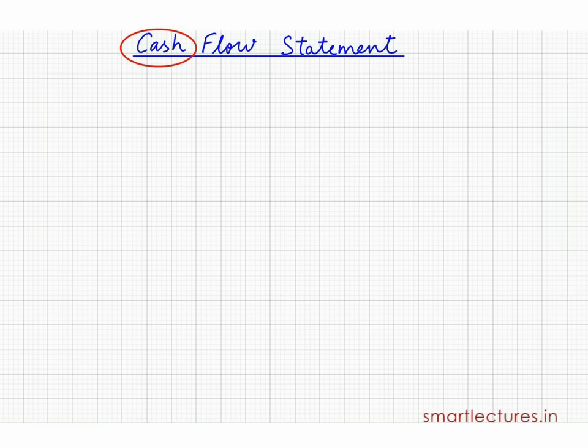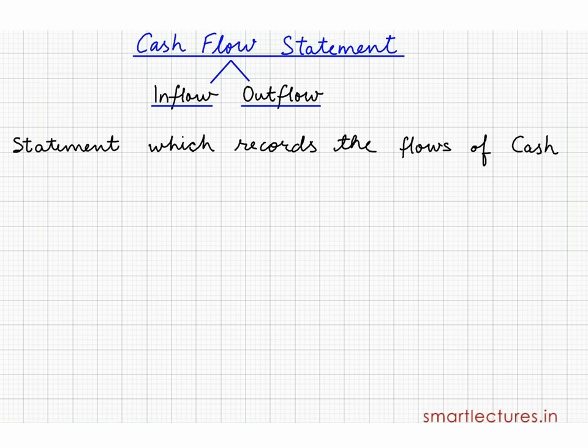Now we'll start cash flow statement. Before I start this chapter, you must know the meaning of cash flow statement. There are three words: cash, flow, statement. You know the meaning of cash? And flow means it can be inflow, it can be outflow. So cash flow statement means this is the statement which records the flows of the cash.